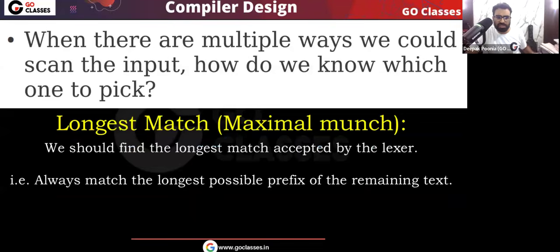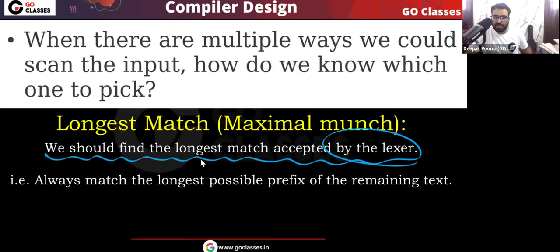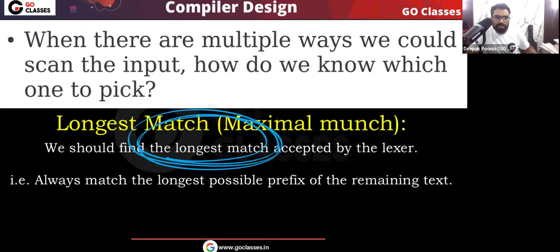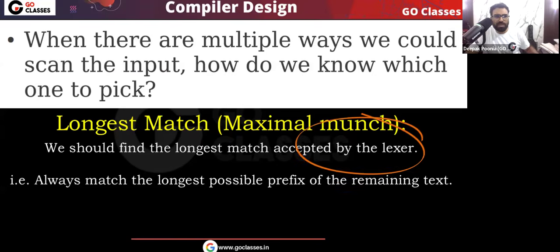What does this longest match solution say, let me tell you. It says that you keep going. Basically, you take the longest possible match which matches some regular expression. Definitely it must match some regular expression, but you take the longest possible match. Very simple. So let's read this. What is this longest match solution, or maximal munch solution? We should find the longest match accepted by the lexer, meaning we should find the longest match possible which matches some regular expression. So the longest match we should find.